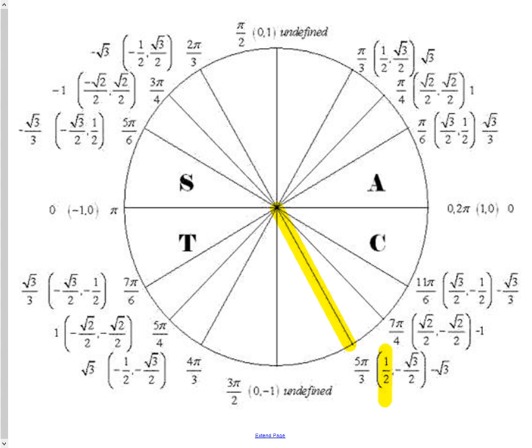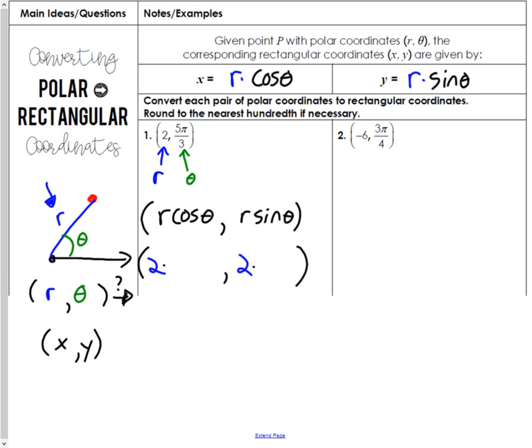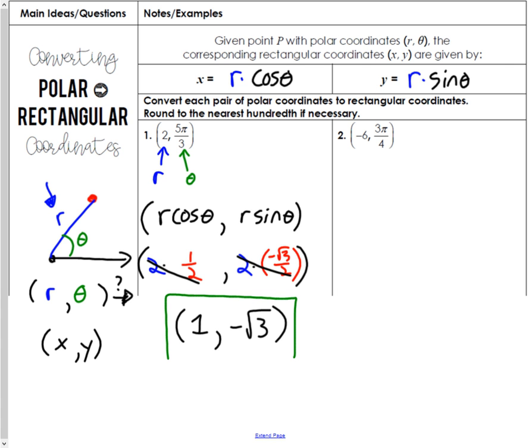I found this one on Google. If you don't still have a paper copy, just Google the word unit circle. You'll find something. I like this one because it has tangent values for us as well. 5 pi over 3, down here. 5 pi over 3 then has a cosine value of 1/2 and a sine value of negative root 3 over 2. So we have 2 times 1/2 and 2 times negative root 3 over 2. So not too bad for the first example. We have 2's that cancel for our x coordinate. That's nice. And also some 2's that cancel for the y coordinate. That gives us a negative root 3. So there we have it, x, y coordinates for that first example.